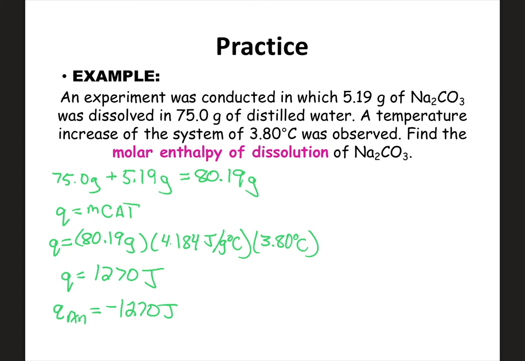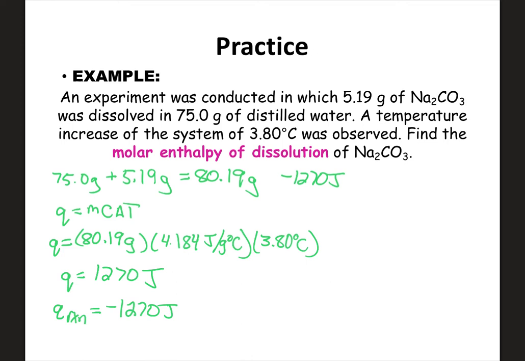The positive Q, the 1270 joules, was the amount of heat that was gained by the water, and it had to come from somewhere. It came from the dissolving. So when the dissolving took place, we lost 1270 joules. When they say that we want the molar enthalpy of dissolution, we need to get this to kilojoules per mole. So we know that we lost 1270 joules.